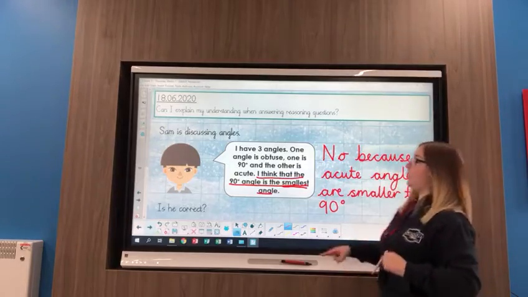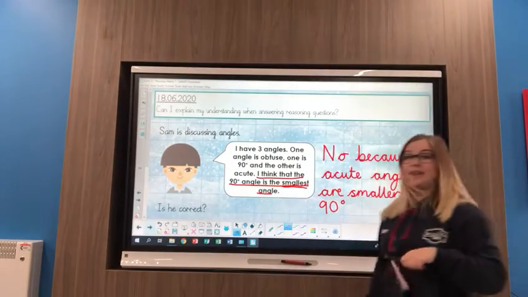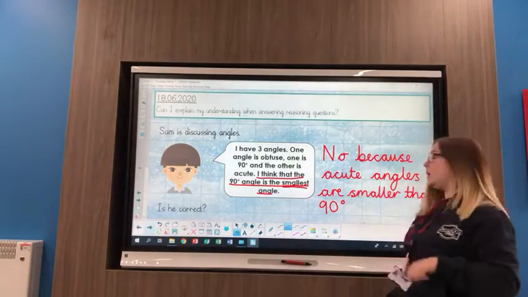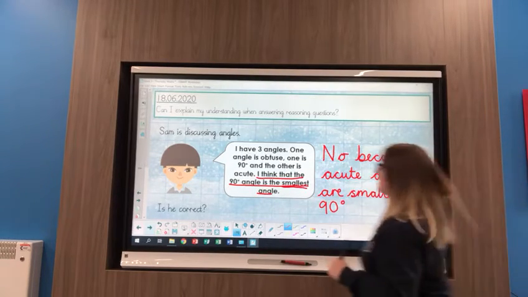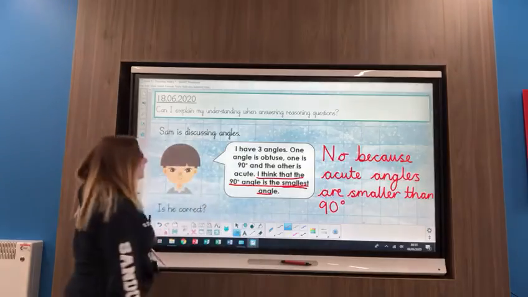So I've answered the question, is he correct? And then I've explained my reasoning, and he's not correct because an acute angle is smaller than 90 degrees.